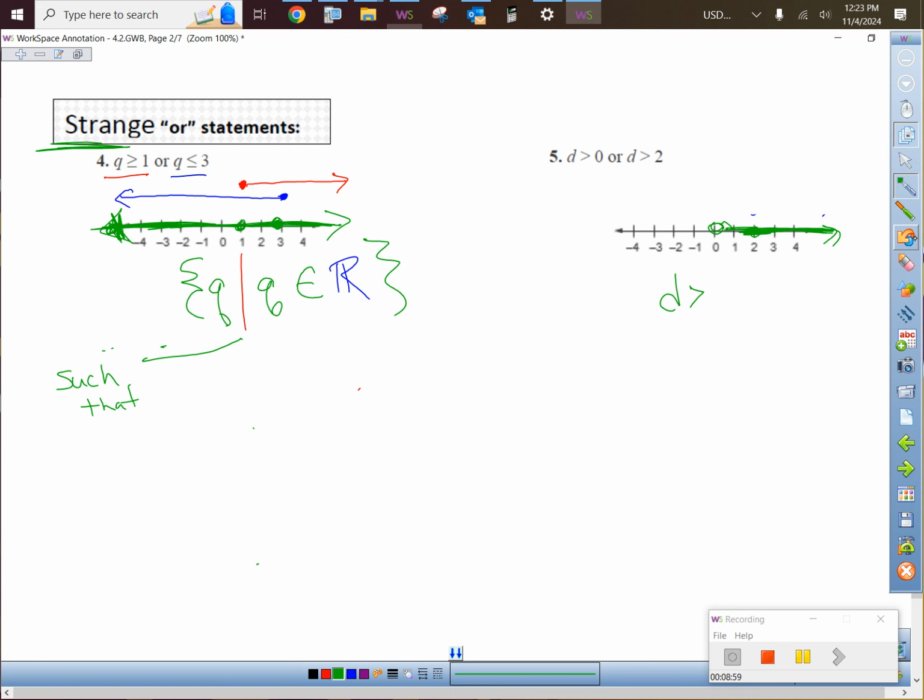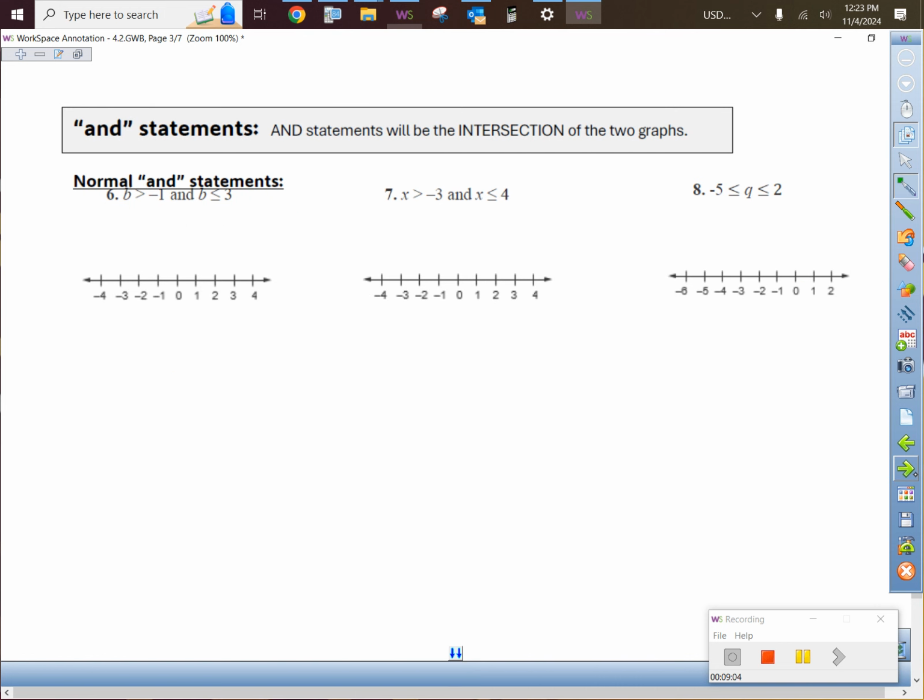What helps? Helper graphs. Helper graphs will save the day, right? Make you some helper graphs. So let's do some and statements. Guess what and means? It sure isn't the union, it is the intersection. So we'll start out with some basics. Let's graph this one. B is greater than -1, so open dot.